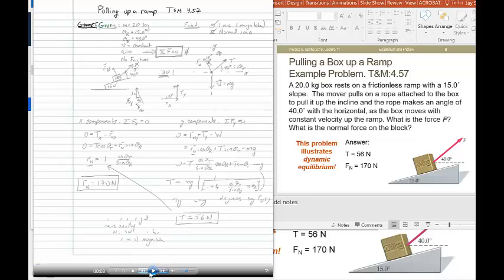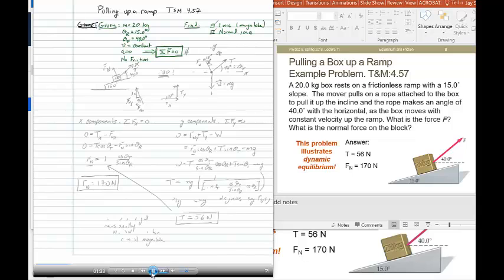Okay, so let's go ahead and work through this. I start by picking out the things that are given. So we have a mass of 20 kilograms, a theta of the ramp is 15 degrees, and the theta for the tension is 40 degrees. The velocity is constant, which means the acceleration is equal to 0. And that therefore means that we can make good use of Newton's second law in the special case where the net force is equal to 0. We are asked to find the force, the magnitude of it, and the normal force. So the tension on the rope and the normal force. Those are the two things we're supposed to find.